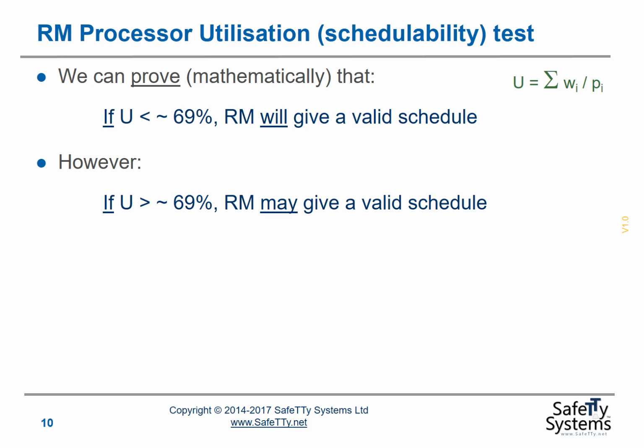What that means in practice is, if we sum up the processor utilization for the set of tasks in our set, and we find that the processor utilization is less than approximately 69%, then we know that we will be able to schedule that task set. This sounds very powerful.